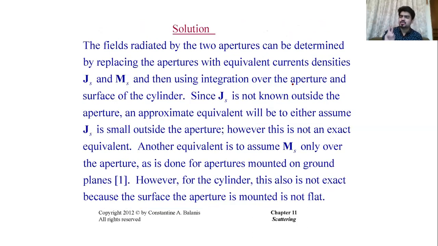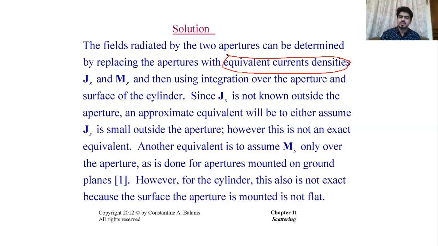When we do that, we have two methods through which we can find the radiated fields. The first method is we can approximate our equivalent current densities, Js and Ms, over the aperture, and then integrate over the aperture and the surface of the cylinder to find the far field radiated fields. Now, Js is known inside the aperture. Over the aperture we know the distribution of Js and Ms, but we don't really know the expression for Js outside the aperture.